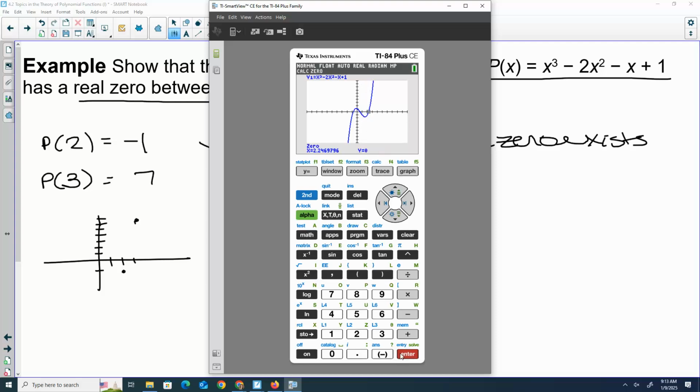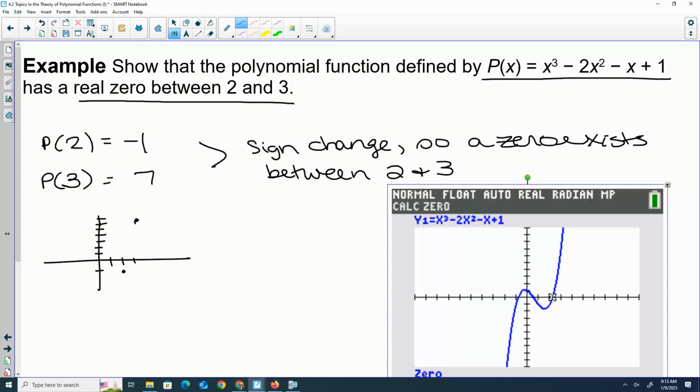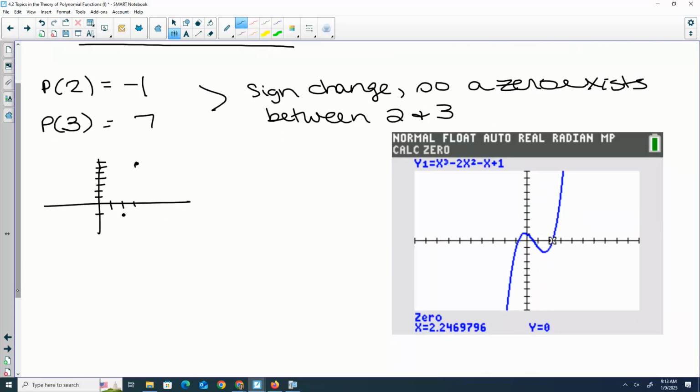And so then it tells me my 0 is 2.2469796, okay, or approximately 2.25 if I were rounding it. So you can use that calculator to find the actual 0.